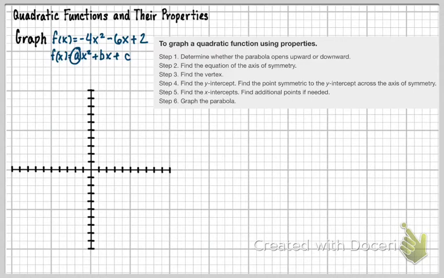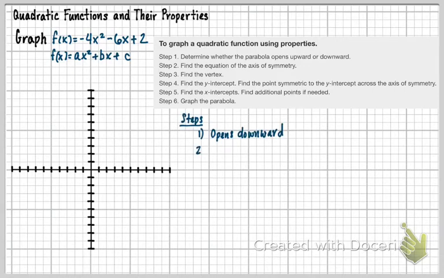If it's positive, it opens upward, so the U is going to be like we normally see it in general. If it's negative, then that means it opens downward, so it's going to look like that. So this ends up opening downward. So the first step, we know that it opens downward because the leading coefficient is negative. If it was positive, it would open upward. So anyways, that's our first step. So step 1, we can write that down here: opens downward.